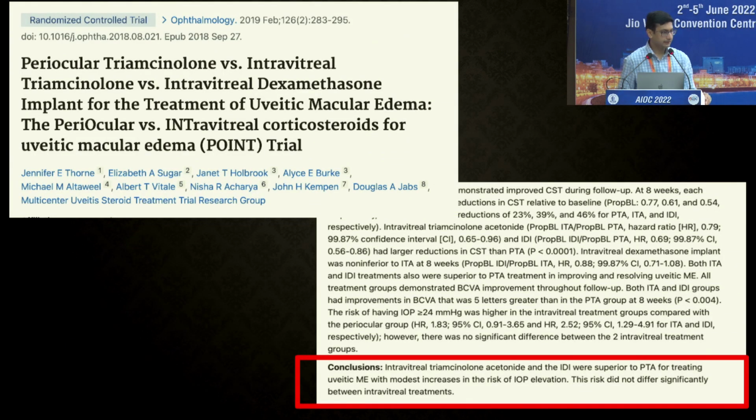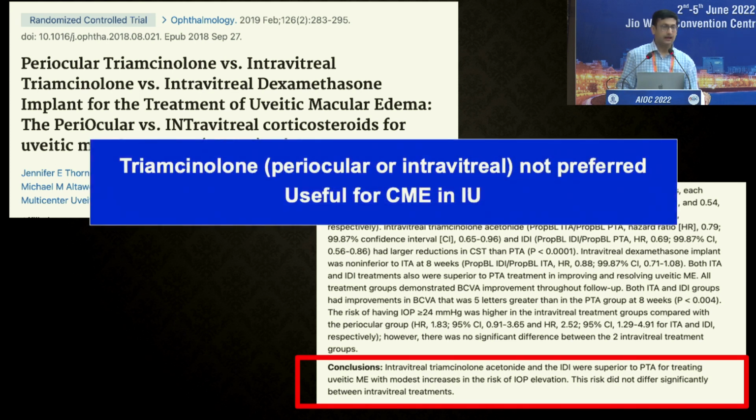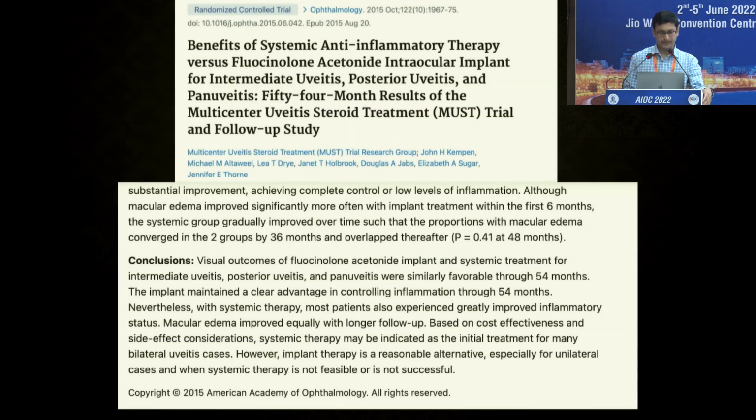I'll just take 1 minute more. Of course, we always compare triamcinolone with Ozurdex, and the POINT trial was recently conducted, which showed that intravitreal triamcinolone works as well as Ozurdex. Of course, the duration of action is less. But personally, I do not prefer triamcinolone in my practice because of the higher chances of glaucoma and cataract. It's very useful for cystoid macular edema in intermediate uveitis.